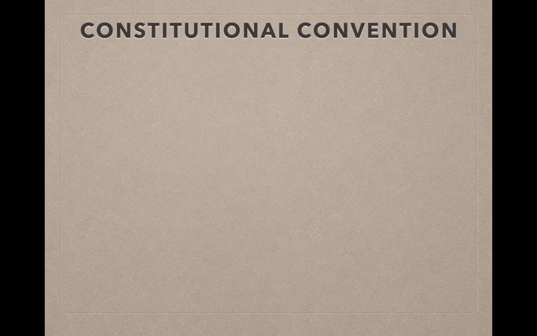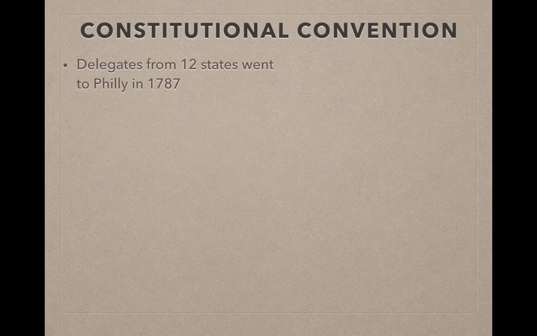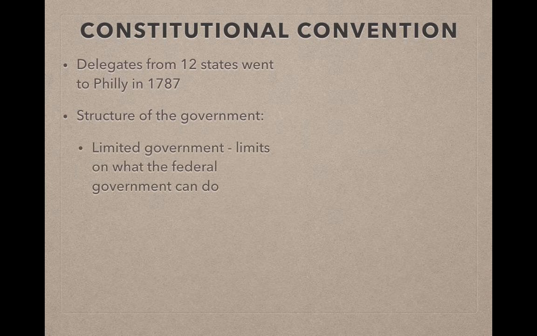Okay, so the Constitutional Convention itself. Well, we had delegates from 12 states went to Philadelphia in 1787, not Rhode Island. They were afraid of being overpowered in a new government. What is the structure of the government that is established under the Constitution? Well, it's a limited government that has limits on what the federal government can do.